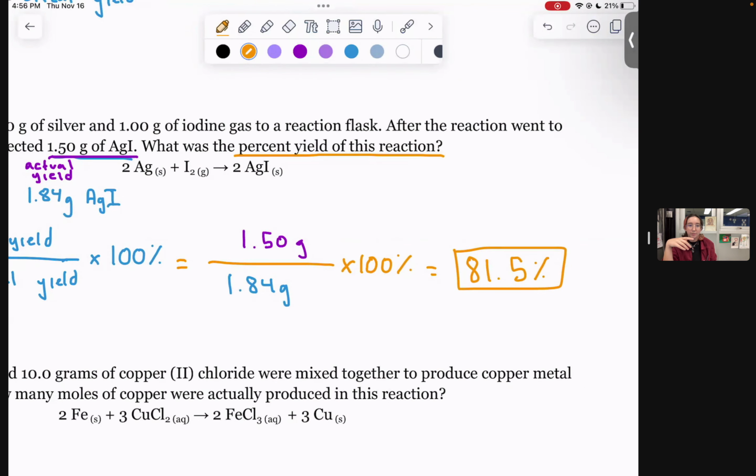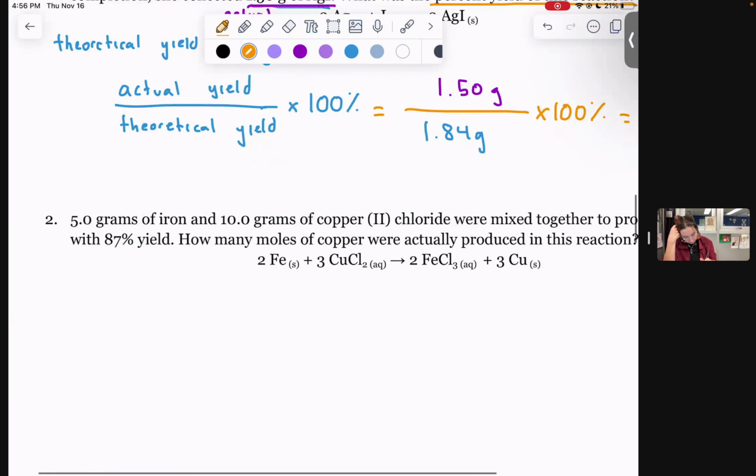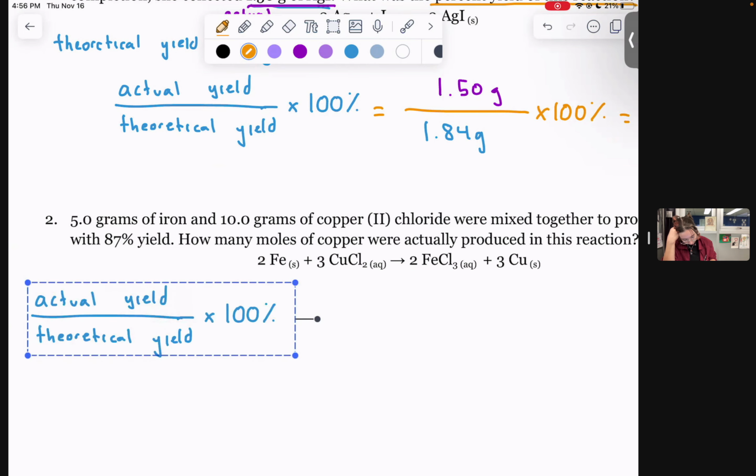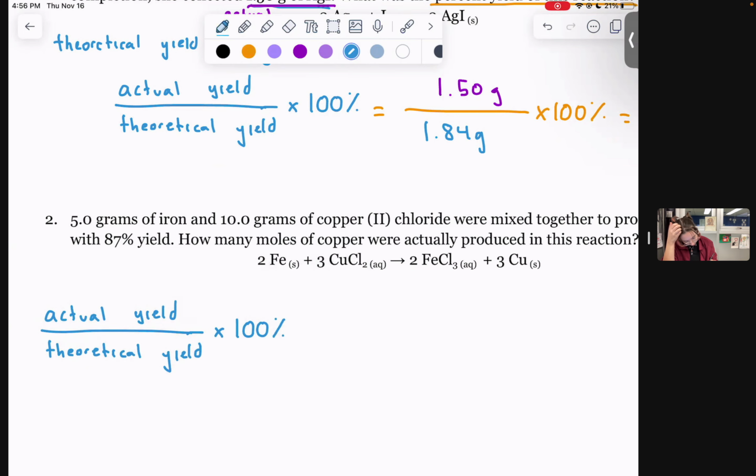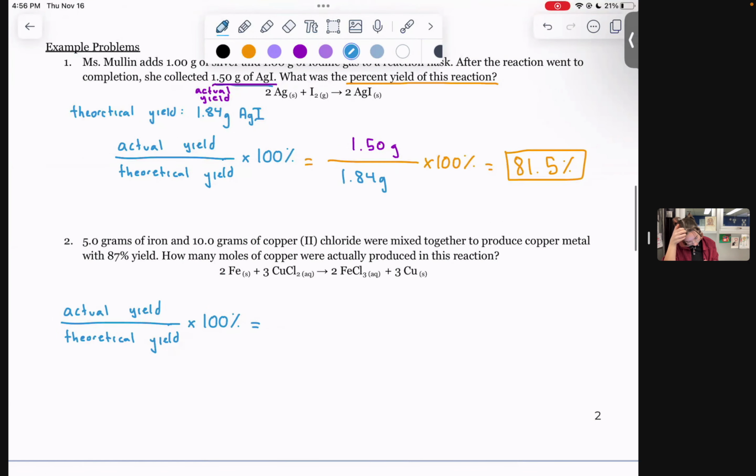Theoretical is a calculated value. Actual is what you would actually measure in a lab situation. So I'm going to write that same equation here. So it's going to be the same deal. So then we'll have to figure out what we're going to plug in here. Oh, wait, just kidding. Sorry. Didn't even read my own problem.